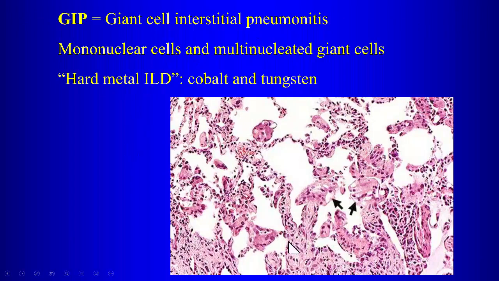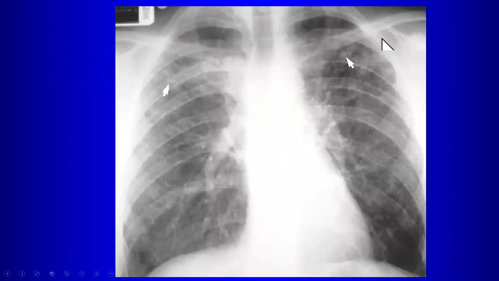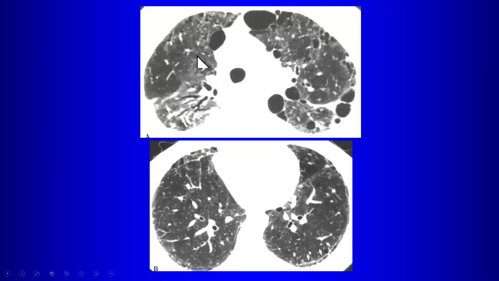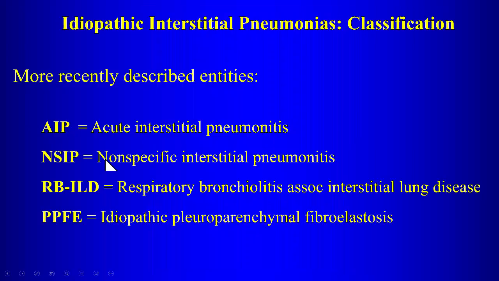So GIP, where we get these giant multinucleated cells within the interstitium. This now we know is a hard metal pneumoconiosis. It can be associated with exposure to cobalt or tungsten, and you can get interstitial lung disease. Of course, the history is going to be important here in terms of arriving at the diagnosis. So this is not an idiopathic interstitial pneumonia, but the only way you really can arrive at the diagnosis is with the clinical history, in addition to showing fibrotic changes on your imaging studies.